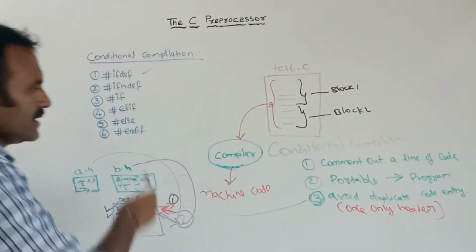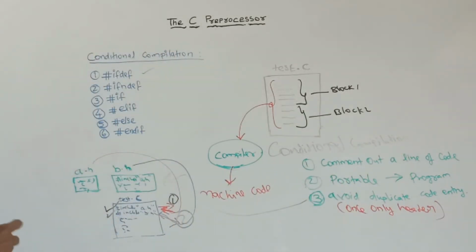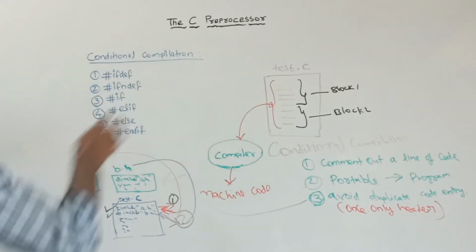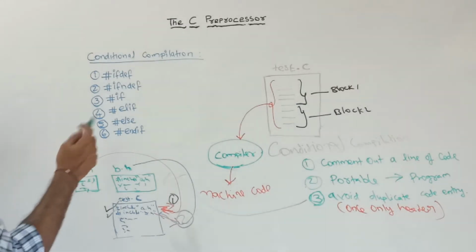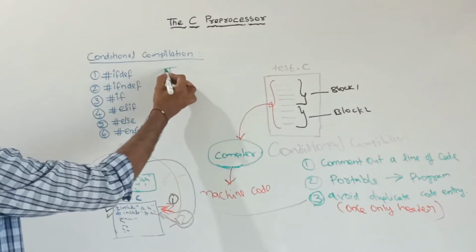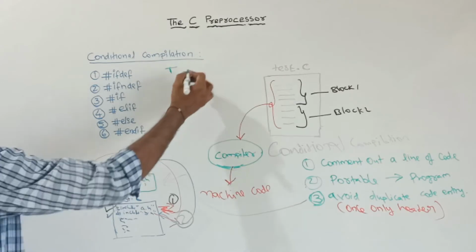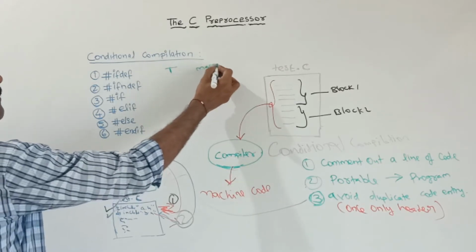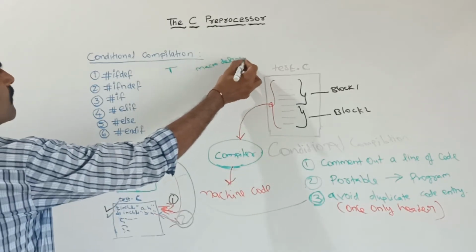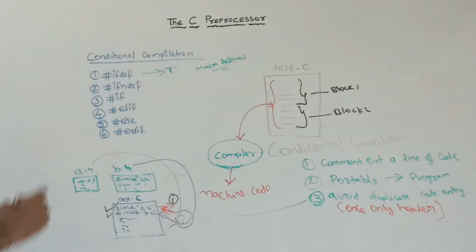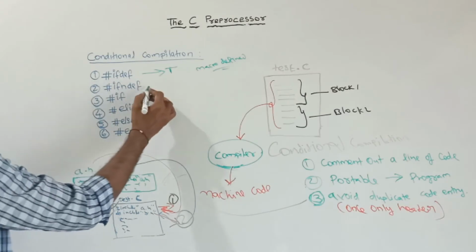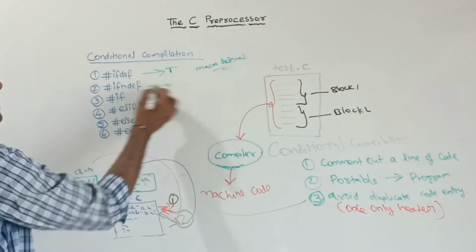Now let us see some examples. Here, ifdef, what purpose are we using it for? If the macro is defined, then the condition will be true for the ifdef. Next, just opposite to the ifdef, is ifndef.